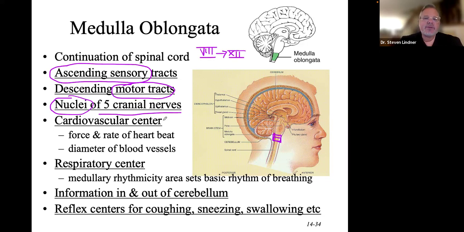Another important feature of the medulla is this is where the cardiovascular center and the respiratory control center lie, in the medulla. The force and the rate of the heartbeat and the diameter of blood vessels. So you're talking about your rate, your rhythm, and blood pressure are controlled by the medulla.